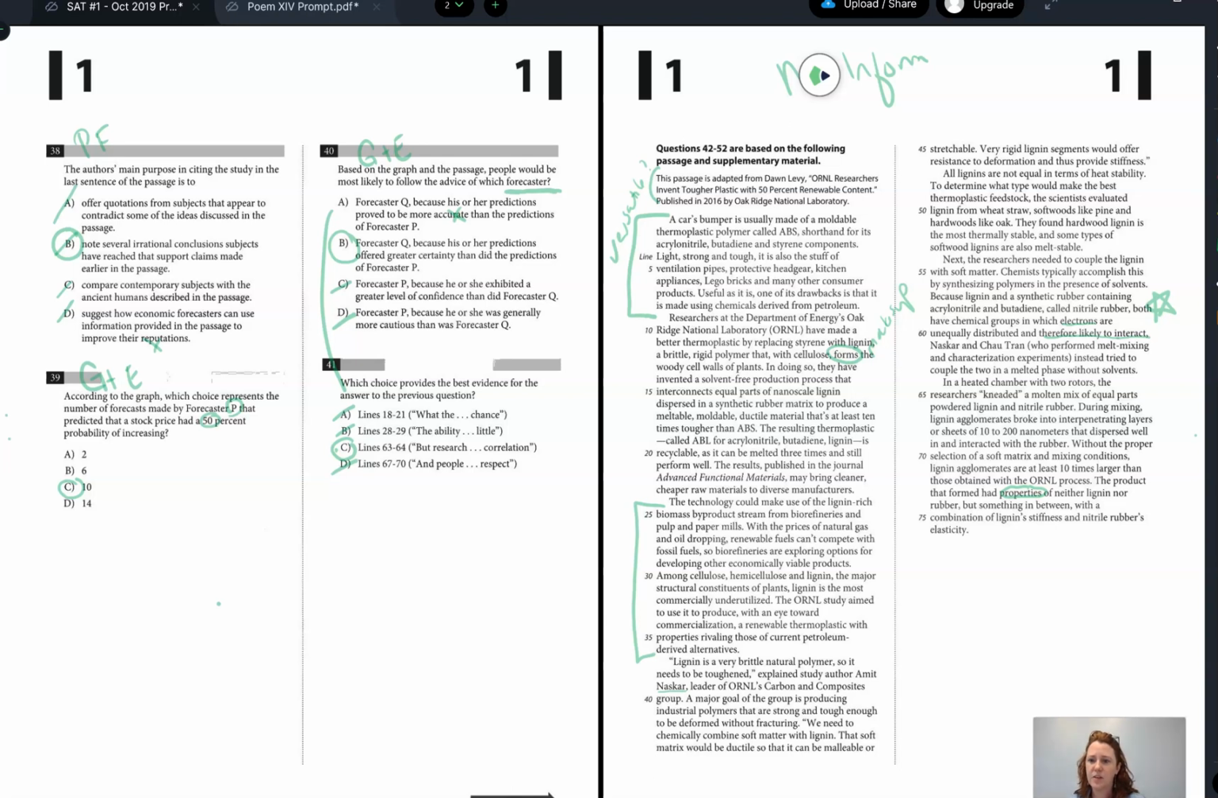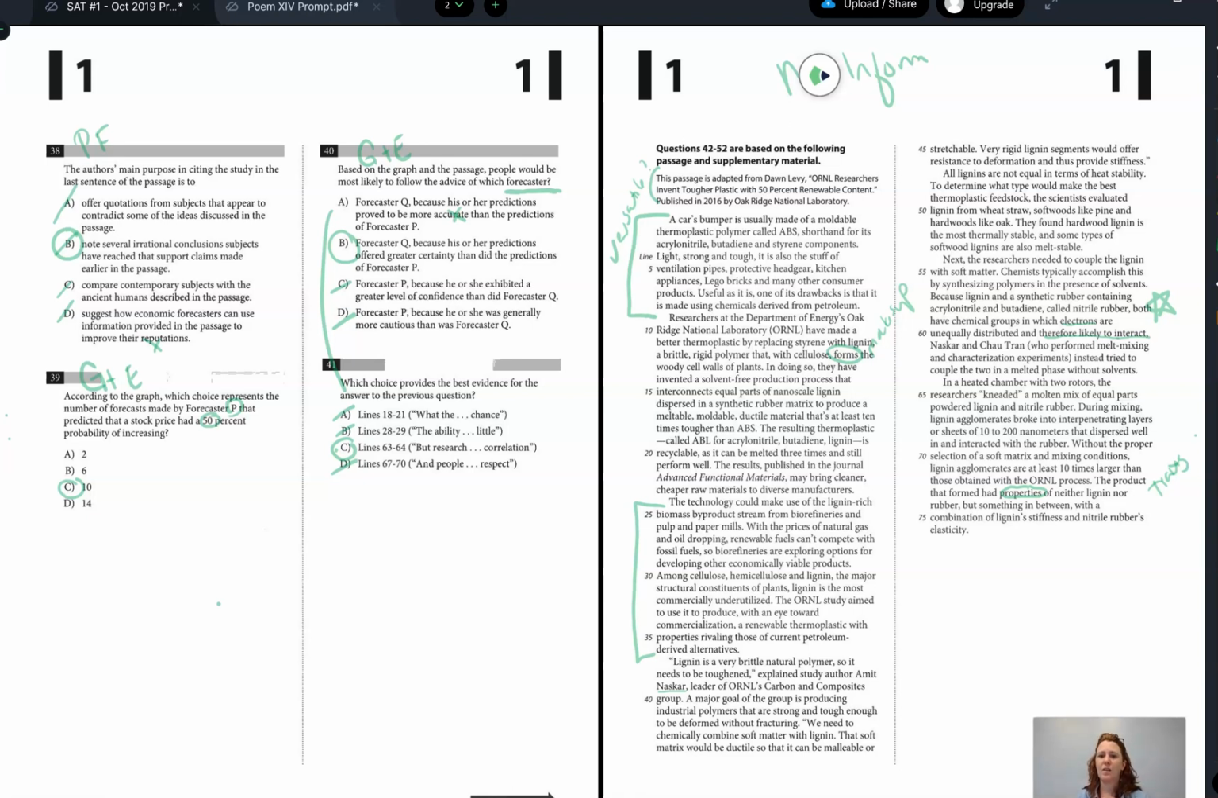Without the proper selection of a soft matrix and mixing conditions, lignin agglomerates are at least 10 times larger than those obtained with the Cornell process. The product that formed had properties of neither lignin nor rubber, but something in between. So it wasn't like lignin or rubber, it was like a hybrid. So it had like traits, characteristics, with a combination of lignin stiffness and nitrile rubber's elasticity. So perfect. That sounds like a great way to make plastic.